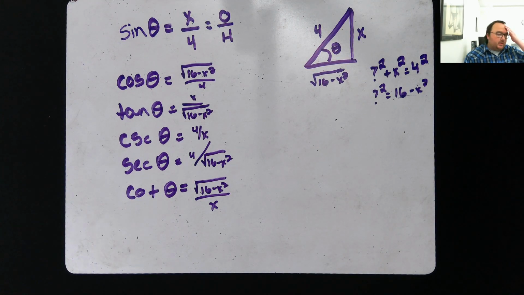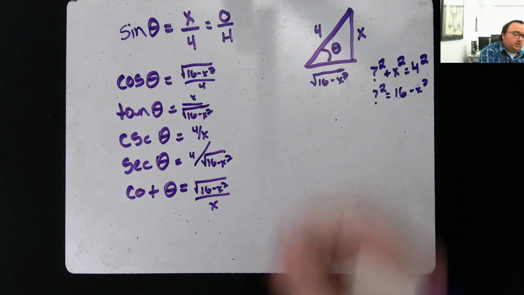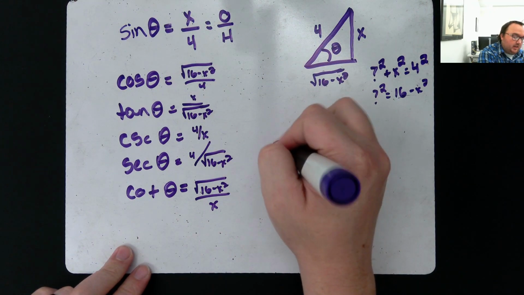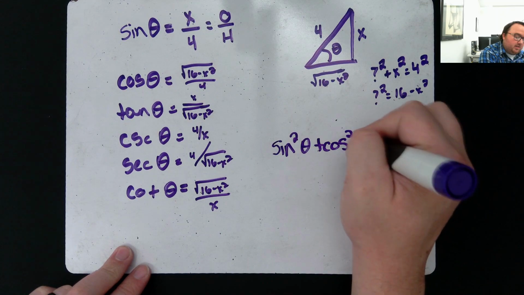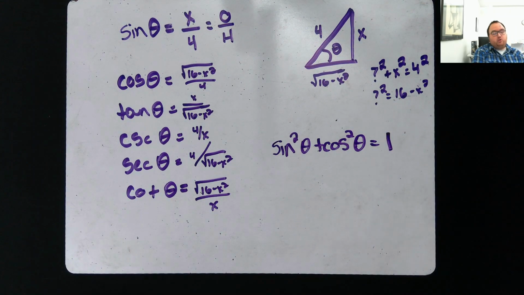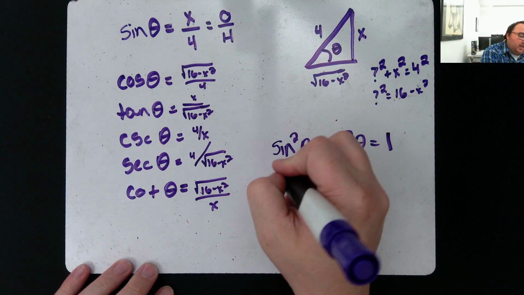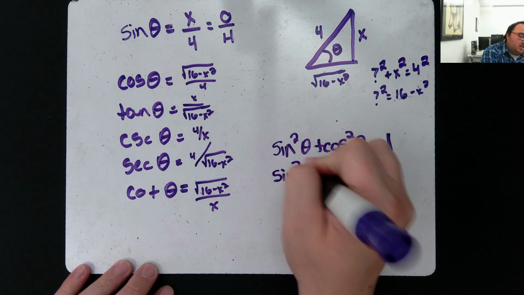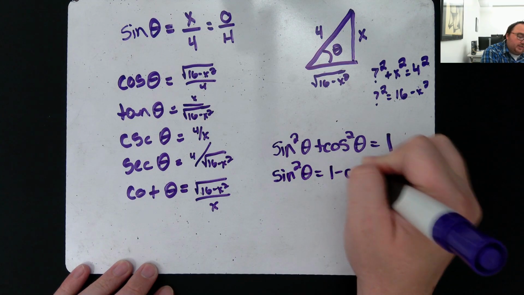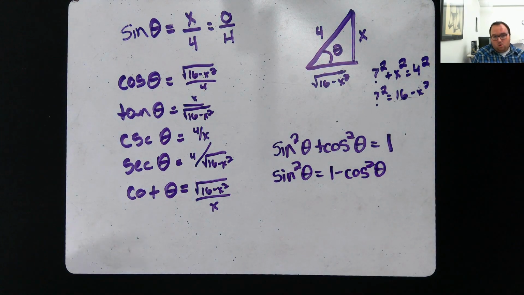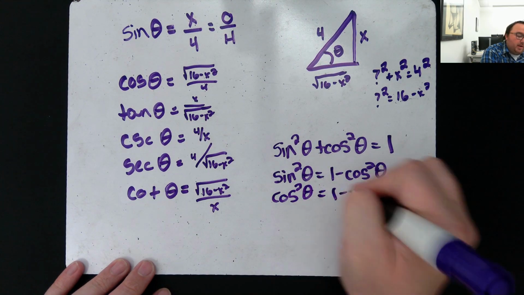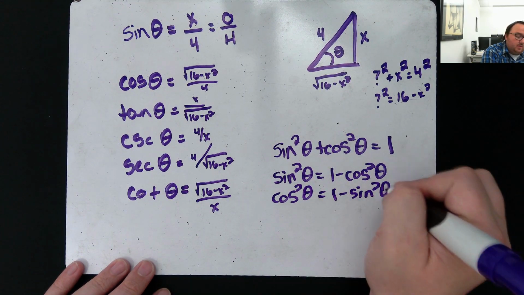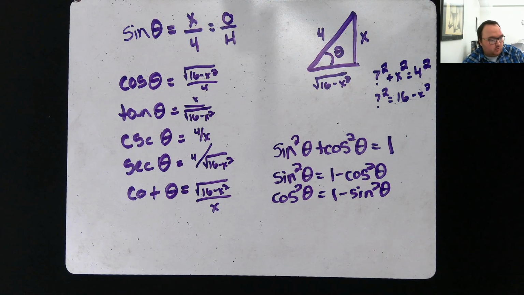Really quick, just like we did for our last class, we need these trig rules that say sine squared theta plus cosine squared theta is equal to 1, which means sine squared theta is equal to 1 minus cosine squared theta, or that cosine squared theta is equal to 1 minus sine squared theta. Either one of those is right.